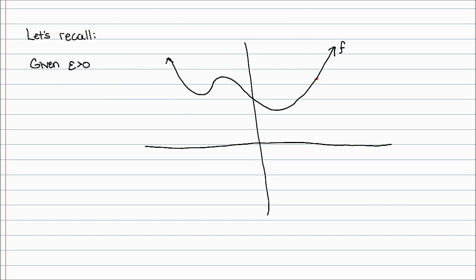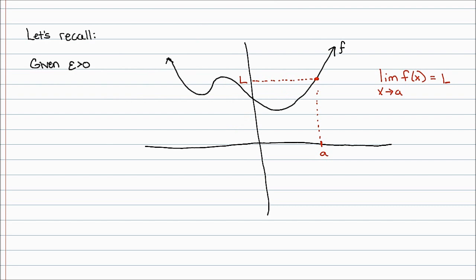So let's say we want to know what's the limit as x approaches a of f of x. Let's say we want to show that that equals L, in fact. So this means that as we approach a on the x-axis, our outputs should approach a value of L vertically.